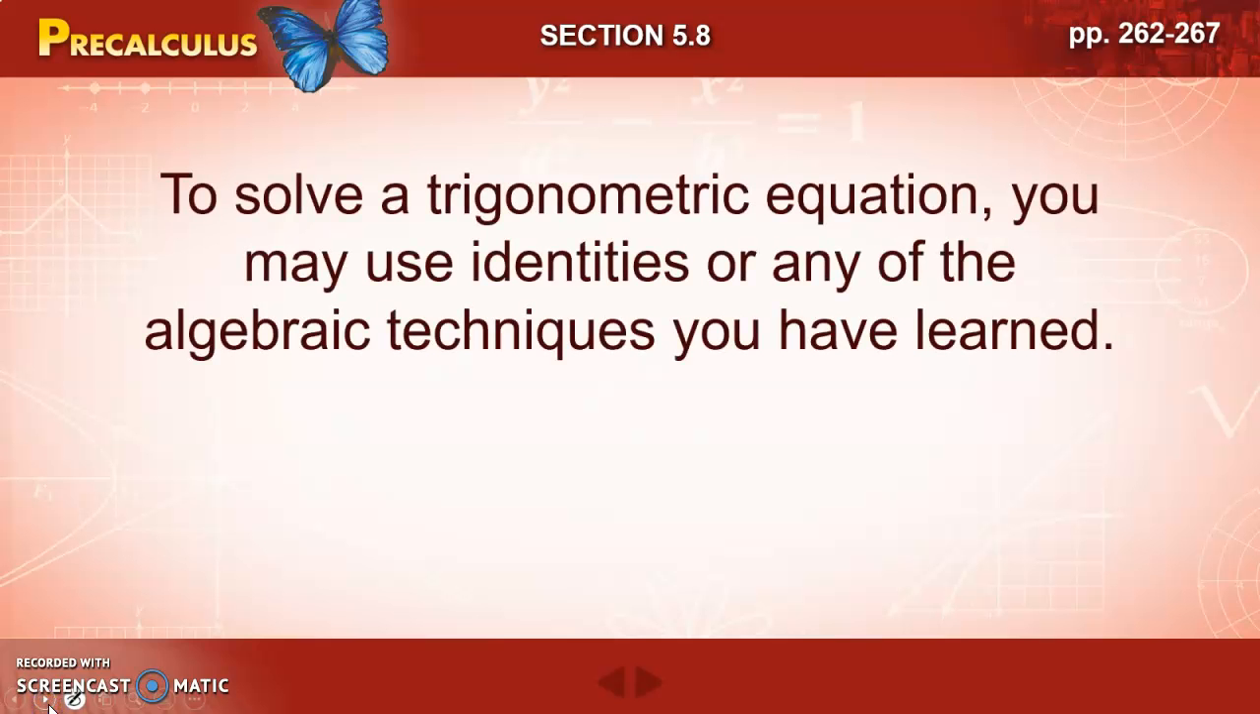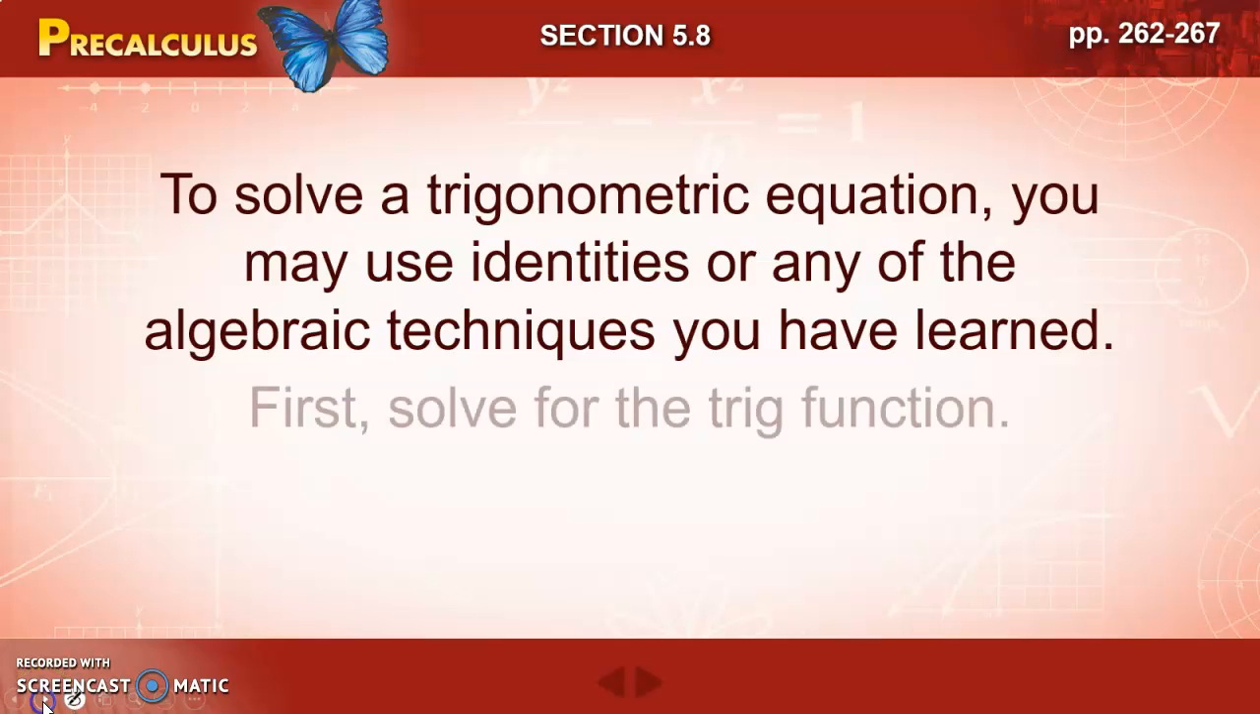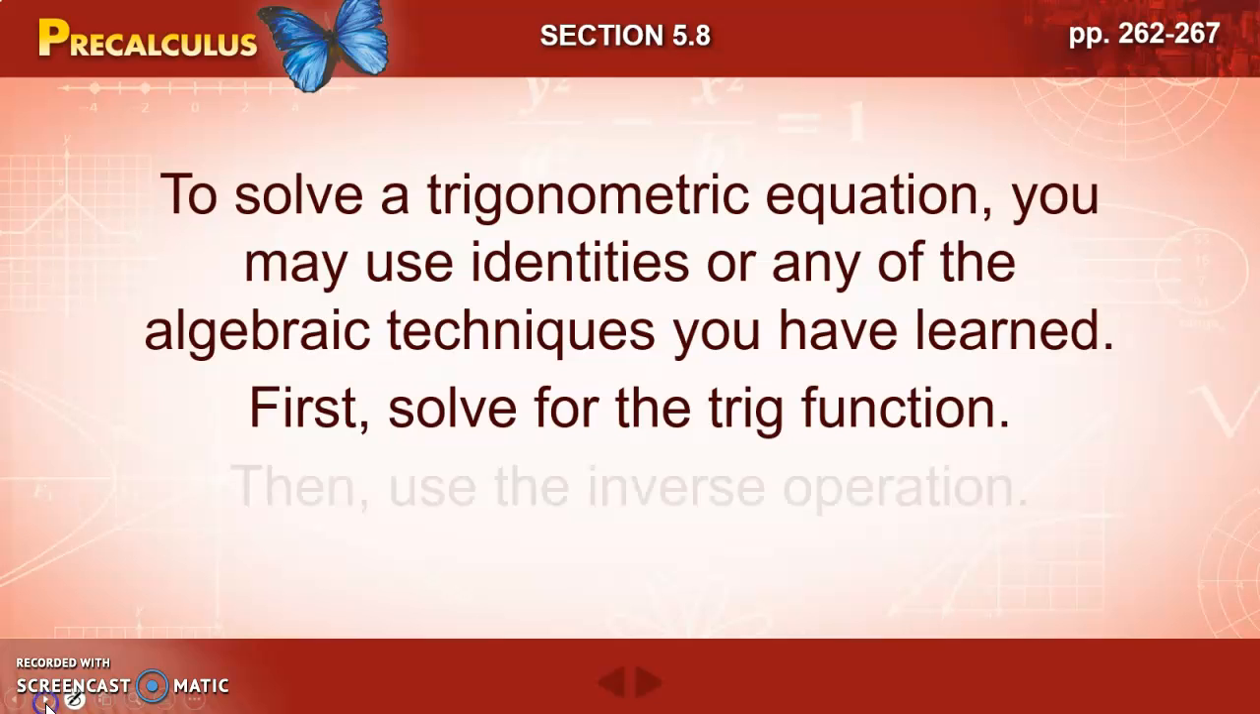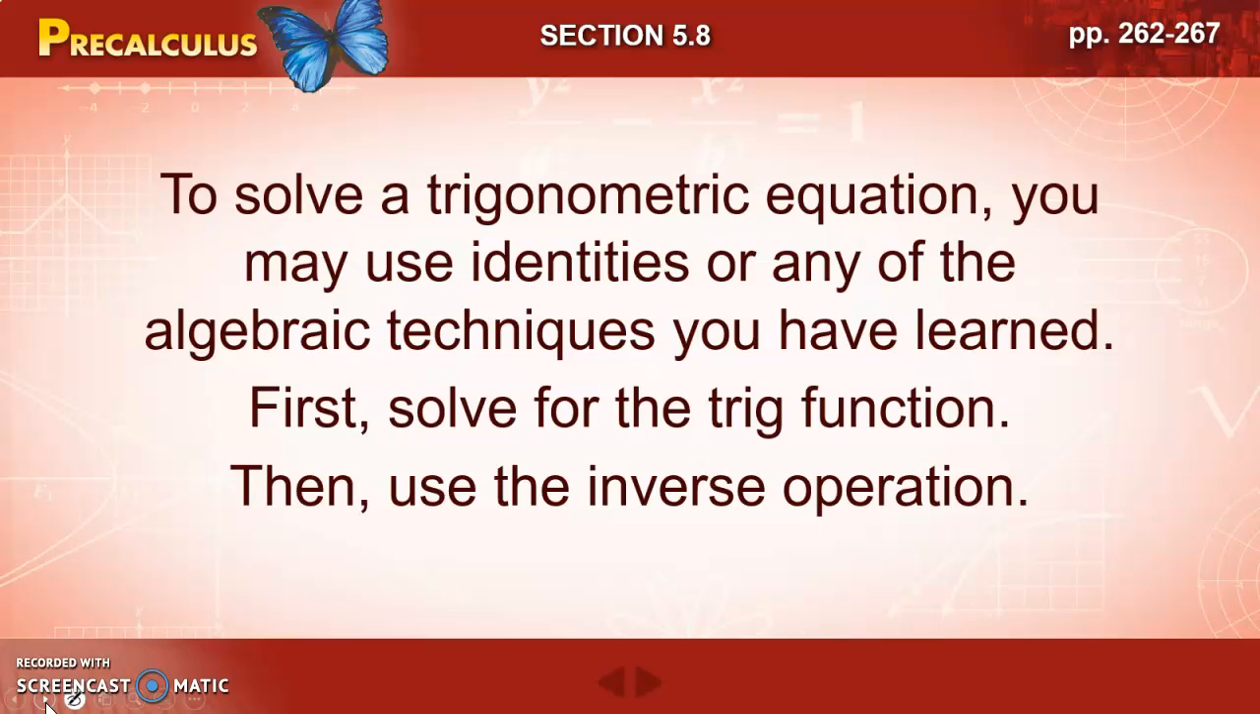To solve a trigonometric equation, you may use identities or any of the algebraic techniques that you have learned. In all the examples that we're going to do today, we're typically going to start with an algebraic technique first and then use a trig identity. There are a few where we have to use a trig identity first before we use some algebra. But we're going to follow this basic process. First, we're going to solve for the trig function: sine x equals, or tangent x equals, or cosine x equals. So we're going to rewrite the equation in terms of a trig function. Then we'll use inverse operations to find the actual value of x.